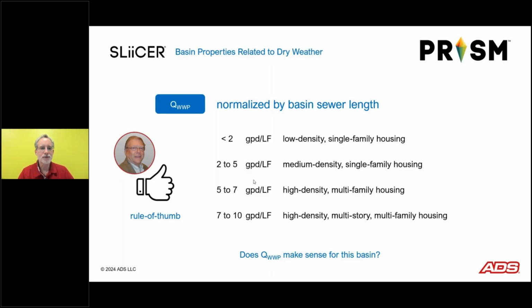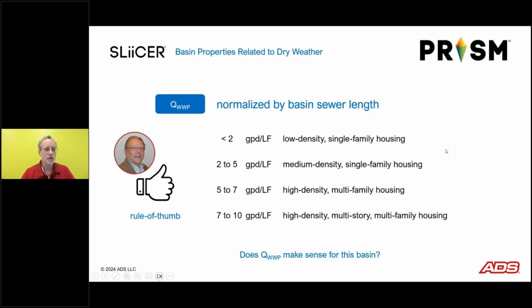One is to normalize the wastewater production estimate by the basin sewer length. And this is a KPI that was developed by a colleague of ours, Patrick Stevens. This is a rule of thumb from him. He always said you look for 2 gallons per day per linear foot of sewer. And that was the typical wastewater production number you would expect from a low density single family housing area.